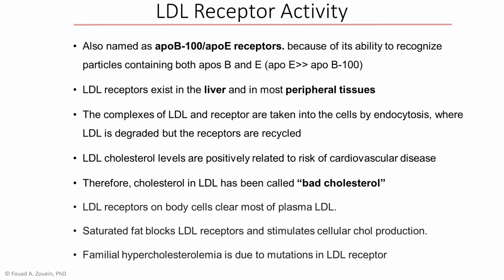So if you have more ApoE in the circulation, the receptor binds to a larger extent to ApoE rather than ApoB. With that being said, the LDL itself that has ApoB100 has low affinity to the LDL receptor, especially in the liver. The complexes of LDL are taken into the cell by endocytosis. Once they bind to the LDL receptor, LDL and LDL receptor get internalized. We're going to see that and what happens.